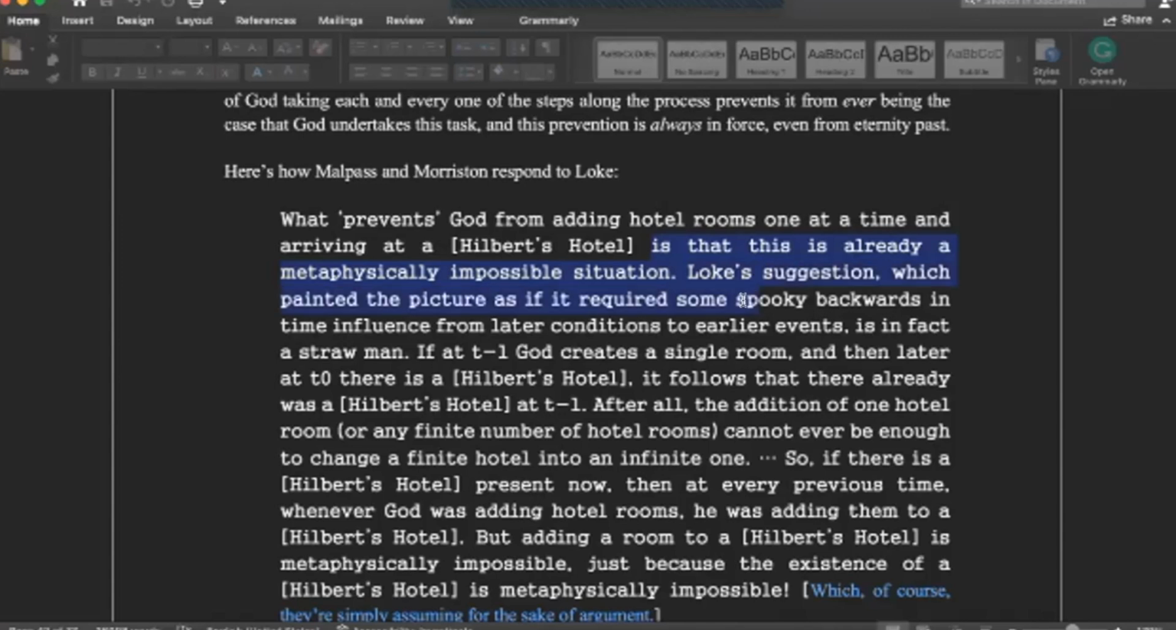If at t-1, God creates a single room, and then later at t0 there is a Hilbert's hotel, it follows that there already was a Hilbert's hotel at t-1. After all, the addition of one hotel room, or any finite number of hotel rooms, cannot ever be enough to change a finite hotel into an infinite one. So, if there is a Hilbert's hotel present now, then at every previous time, whenever God was adding hotel rooms, he was adding them to a Hilbert's hotel. But adding a room to a Hilbert's hotel is metaphysically impossible, just because the existence of a Hilbert's hotel, as we are assuming, is itself metaphysically impossible.